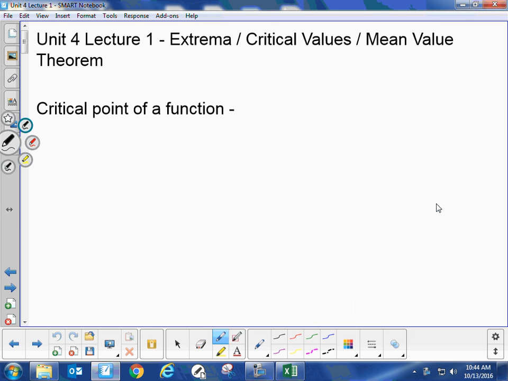All right, Unit 4 is all about how derivatives and second derivatives can help us understand what an original function is doing. Okay, so that's Unit 4.